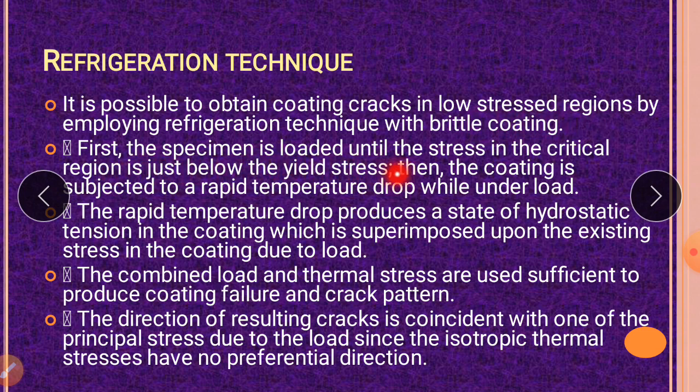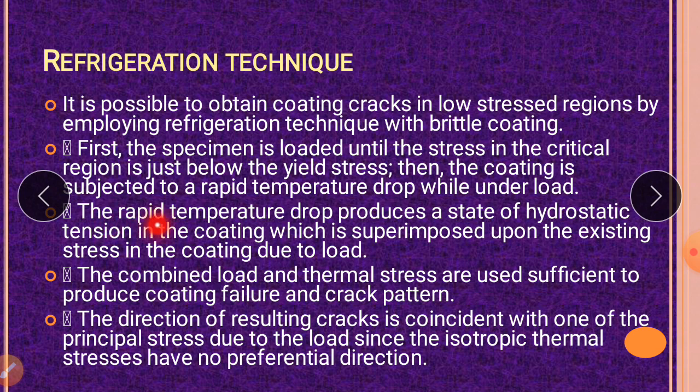First, the specimen is loaded until the stress is in the critical region just below the yield stress. First, what you have to do? You have to load the specimen such that it should not cross its yield stress. Okay, then the coating is subjected to a rapid temperature drop while under load. We apply the coating before loading, and after that, in the loading condition, we drop the temperature of the coating. We will apply some ice, or some compressed cold air, and by that the temperature drop is going to take place.